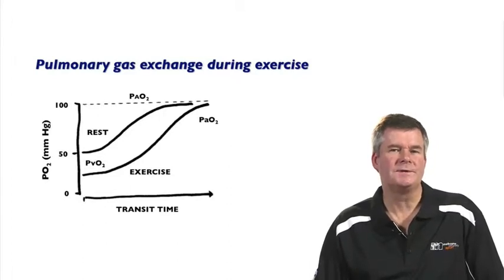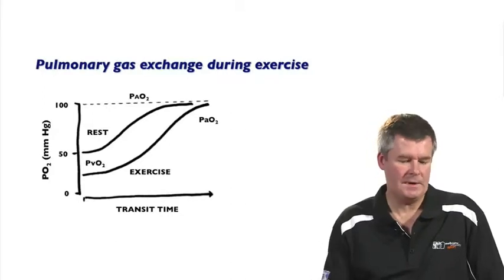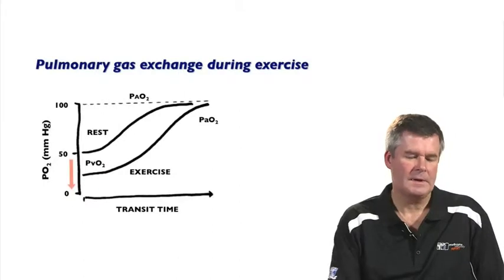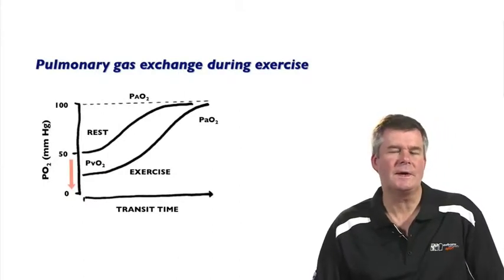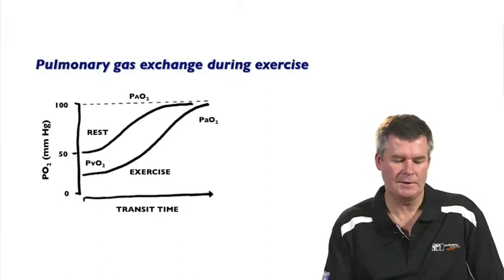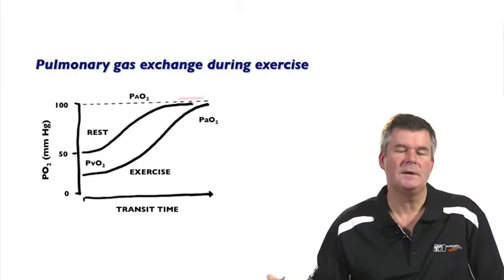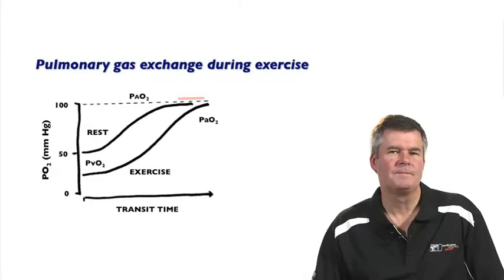During exercise, there's an increase in cardiac output and an increase in pulmonary blood flow, which reduces the transit time, but there's a drop in the mixed venous PO2 as the contracting muscles and other active tissues in the body consume oxygen. But you can see over time there's equilibration so that by the time the blood is leaving the lungs, it's fairly much fully oxygenated.